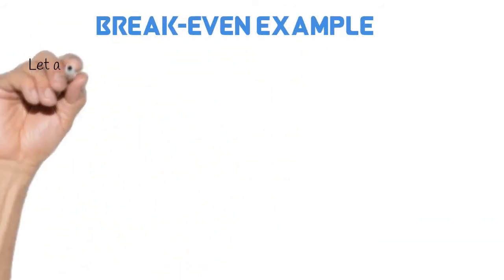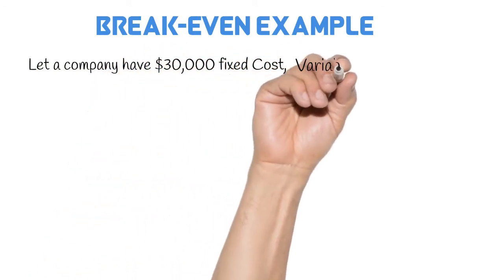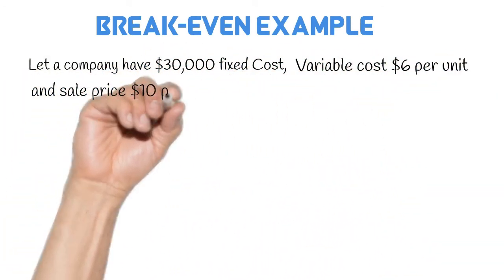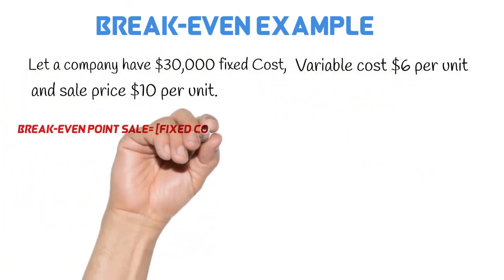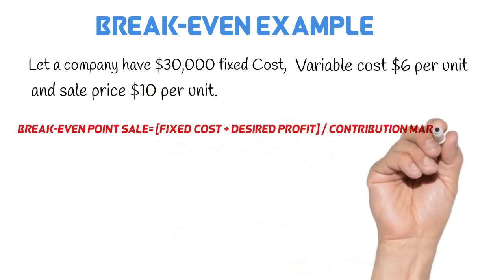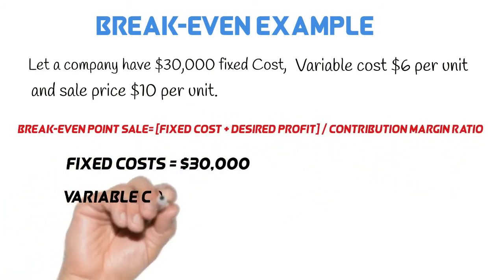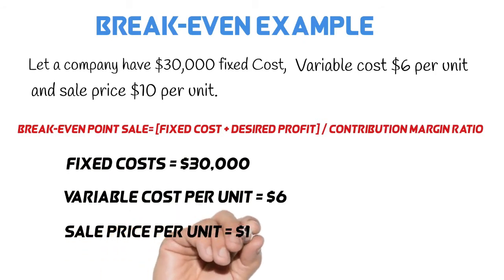Let me explain the break-even point concept with the help of a very simple problem. Let a company have $30,000 fixed cost, variable cost per unit $6 and sale price per unit $10. First, we will find the relevant data from this question. For the calculation of break-even point in sales, we will need fixed cost, variable cost per unit and sale price per unit.